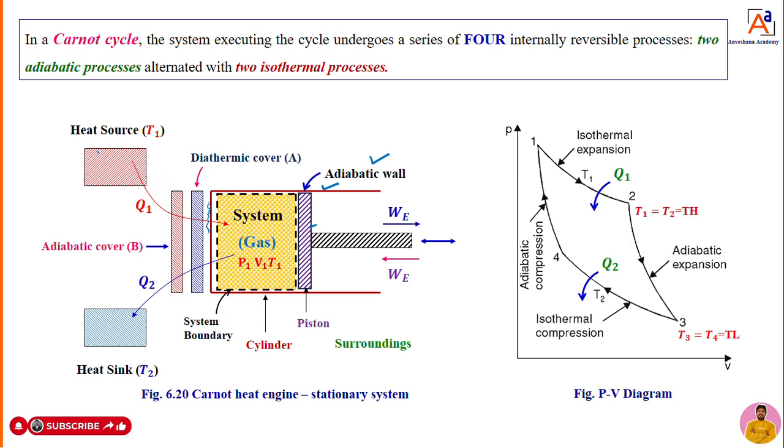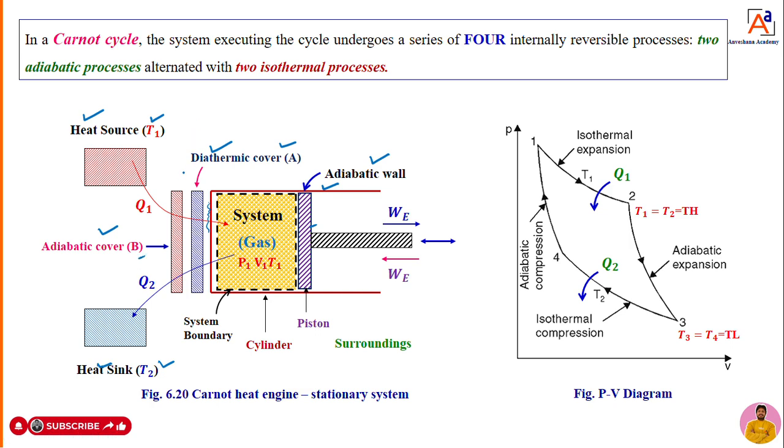Now what he has done is he considered two sources here. One is a heat source, which is working at a temperature T1. The second is a heat sink, which is working at a temperature T2. So he has considered two sources at different temperatures, T1 and T2. And he has considered two walls here: one is a diathermic cover, another one is an adiabatic cover. You can call them cover A and cover B.